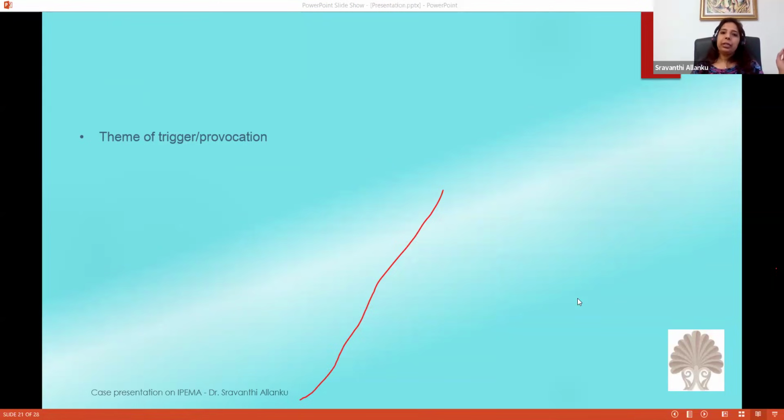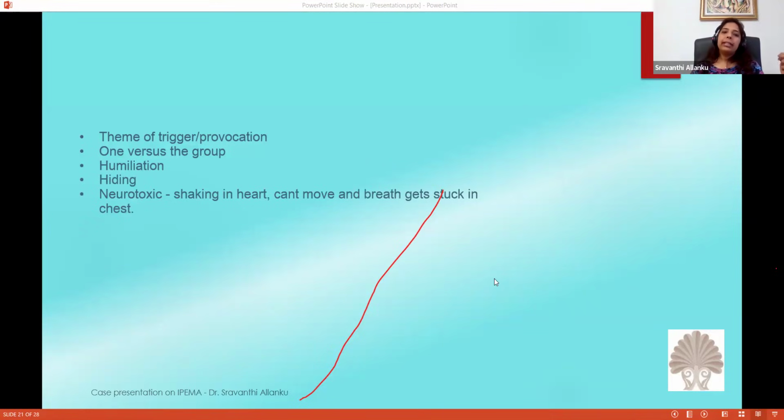There is a very strong theme of trigger or provocation. There is a theme of one versus the group, where he's feeling that he's singled out and having to face a group. There is a theme of humiliation. There is a very strong theme of hiding. And there is a theme of the neurotoxic venom. He said things like there is shaking in the heart, you can't move. The patient was projecting here. Basically, he was saying what would happen to one when they are suddenly scared, when they're exposed to a ghost completely unexpectedly. He said, you can't move, and breath gets stuck in the chest.